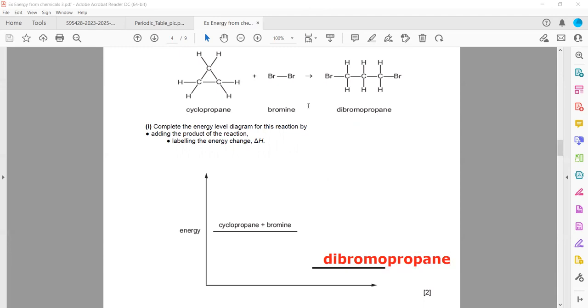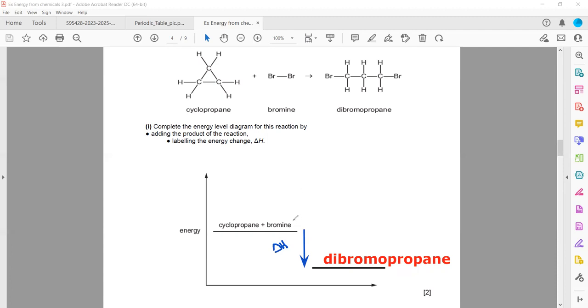Then after adding the product, we label the energy change. If you want to draw an arrow to show the energy change, it is always from reactant to product. For an exothermic reaction, the energy change or enthalpy change is negative, so the arrow is always pointing downward. So the energy change, delta H, is downward.